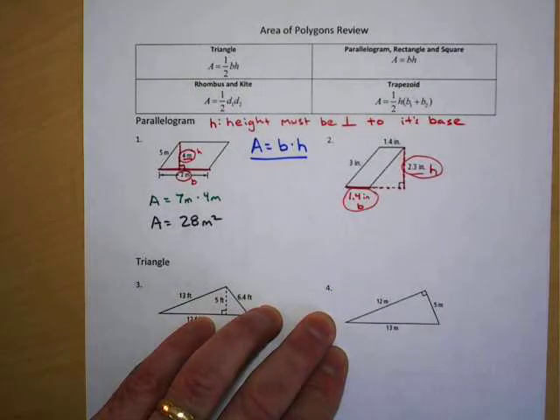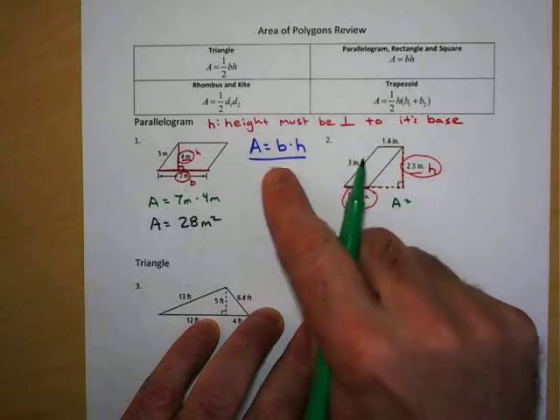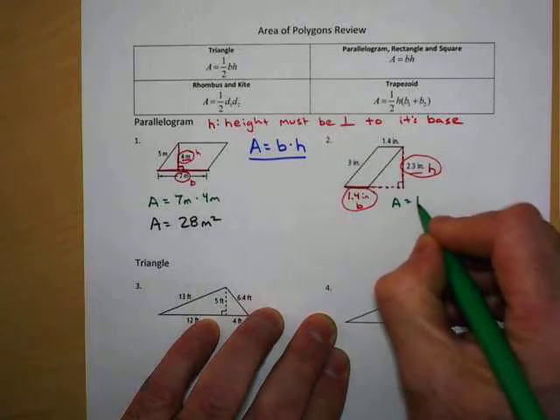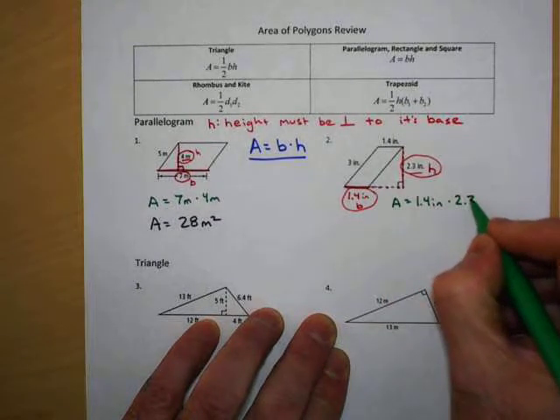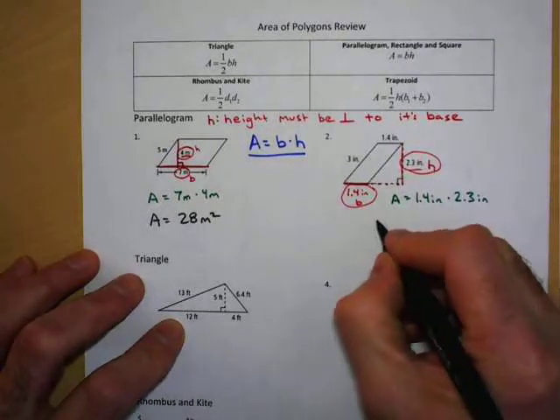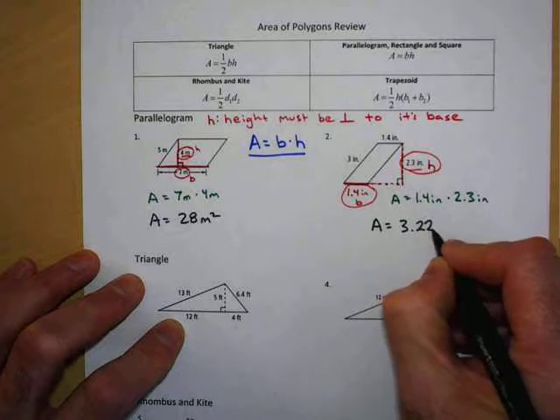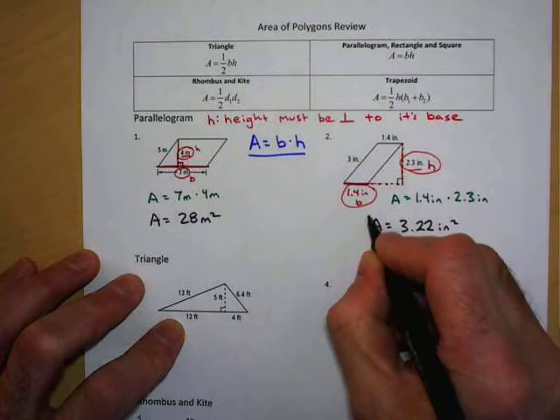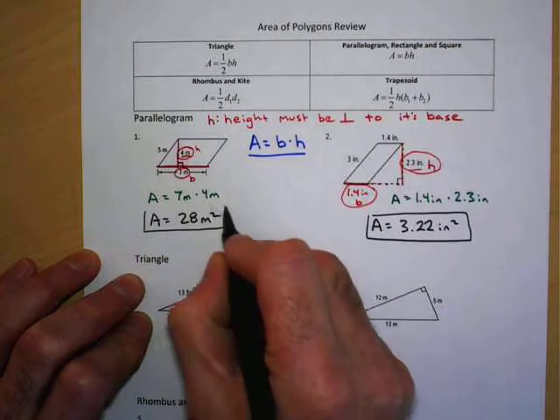So now I plug that in. Area equals base 1.4 inches times my height 2.3 inches. Plug that in my calculator and I should get 3.22 inches squared. So area at the end is 3.22 inches squared for this parallelogram, and for this parallelogram it was 28 meters squared.